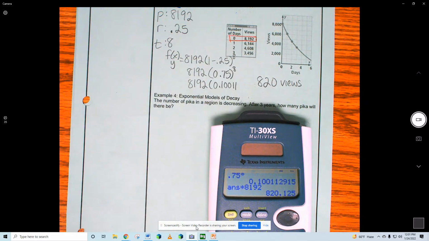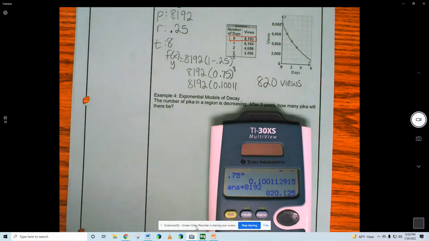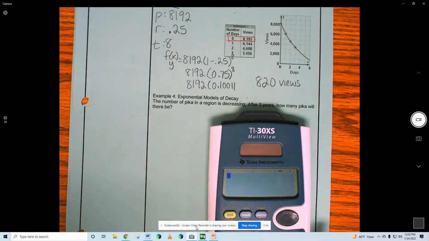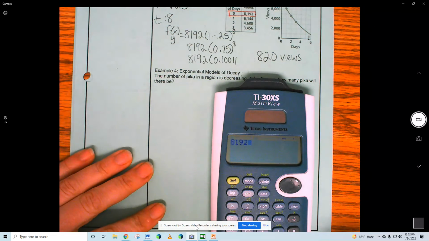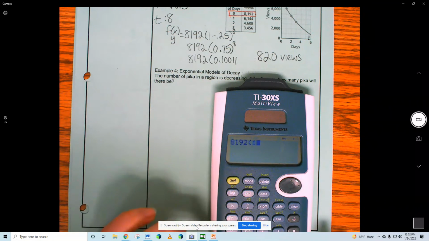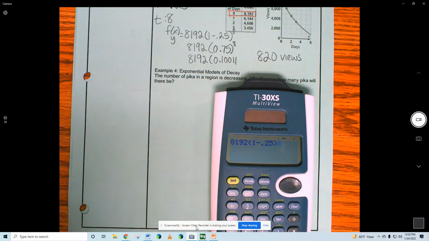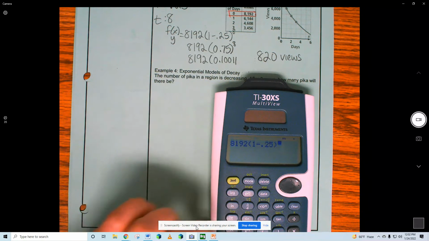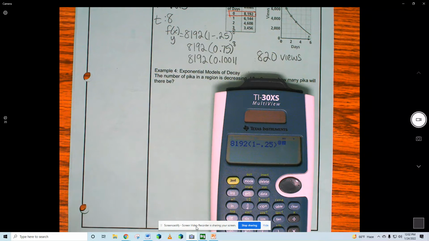All right. I just modeled for you how you would do it at home if you didn't have a nice calculator like this. Now I'm going to model for you in class using this calculator. 8192 times 1 minus 0.25 raised to the power of 8. So this is what your calculator in class would look like. So this is the in-class calculator method. And I would still get 820 views.